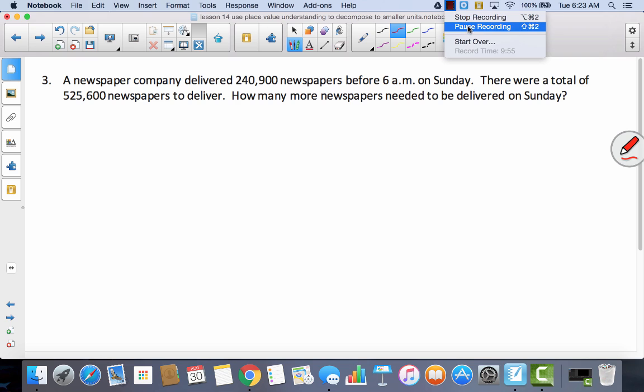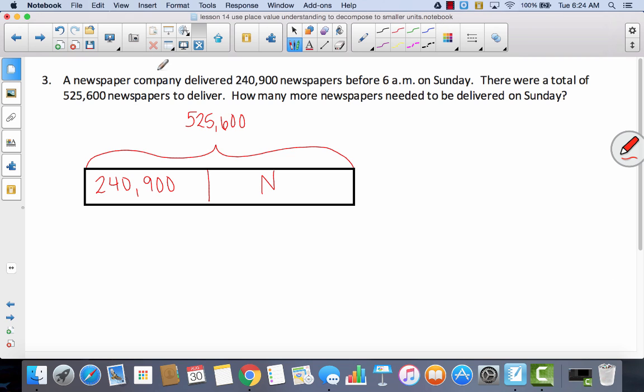Okay, so hopefully as you read this problem, you realize that this was our total, 525,600 newspapers. That was the total number of newspapers. And then it said that 240,900 were delivered before 6 a.m. on Sunday, and we were trying to figure out how many more needed to be delivered on Sunday. So I used N as my variable. You could have used anything as your variable here, but I used N.